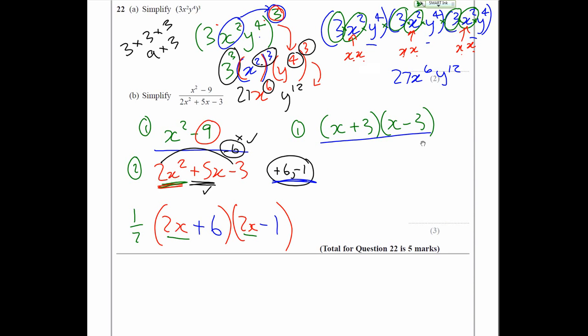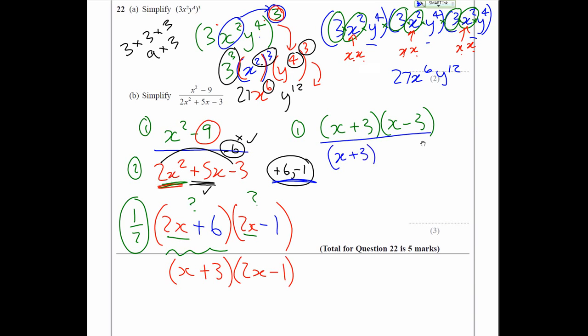It's now time to get rid of this half, by seeing if we can halve this bracket or this bracket. We're going to halve this bracket here, and we're going to get x plus 3, half everything, and the other one stays the same. So, putting in part 2, we get x plus 3, 2x minus 1.